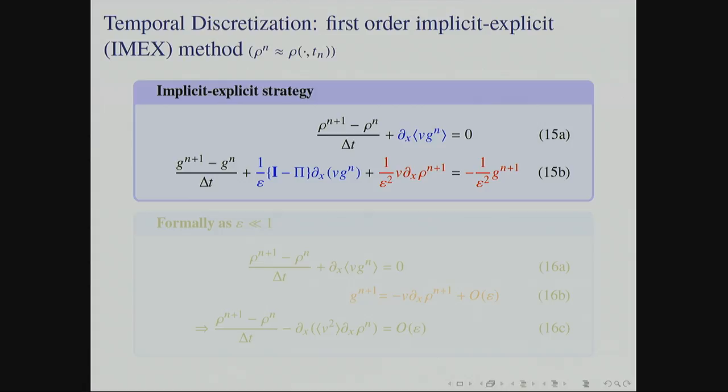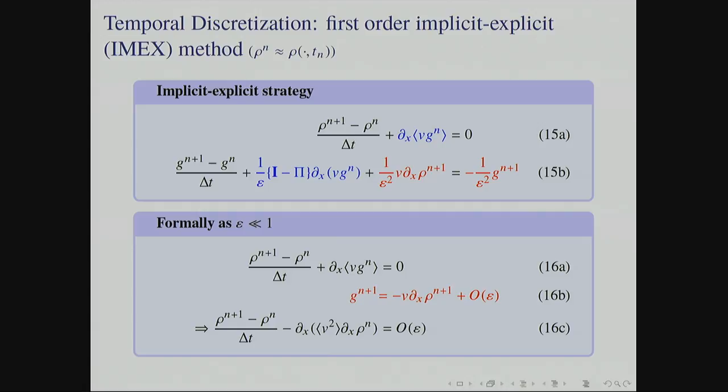Now, if I formally consider small epsilon, the dominant term will be this balance of the local equilibrium. And then if you plug this back into the first equation, you get a forward Euler discretization for the heat equation. That's the limiting equation.